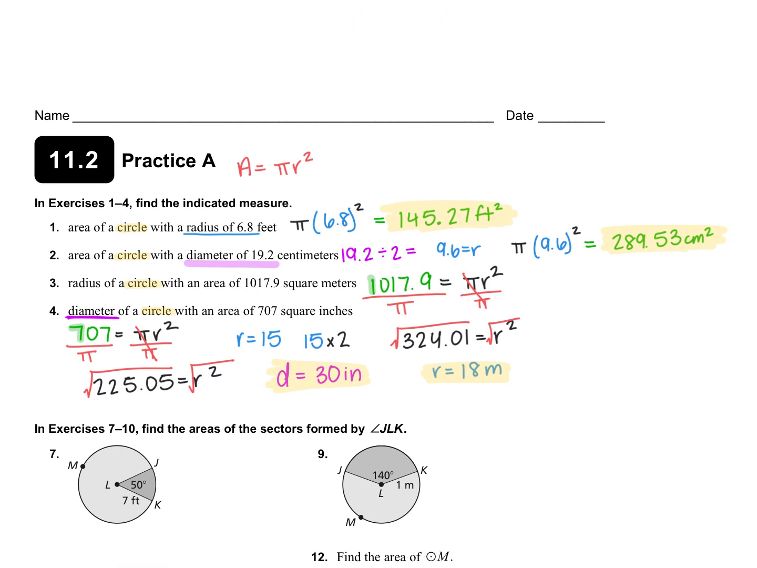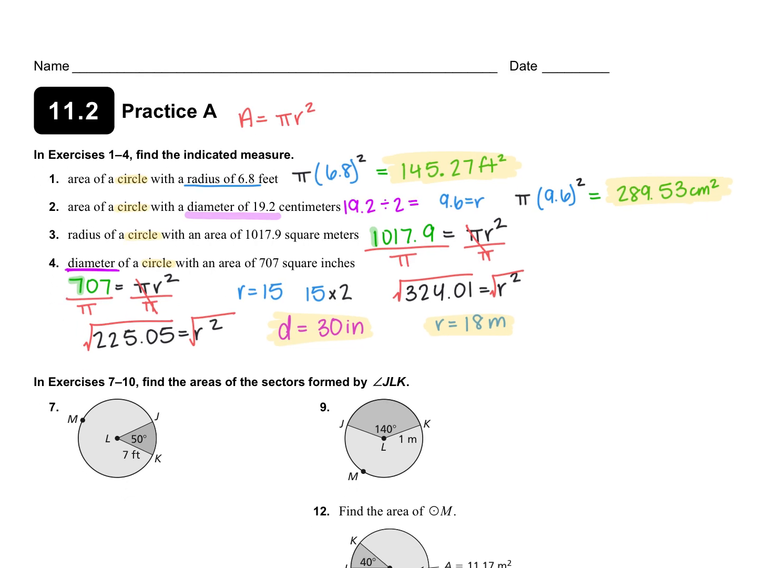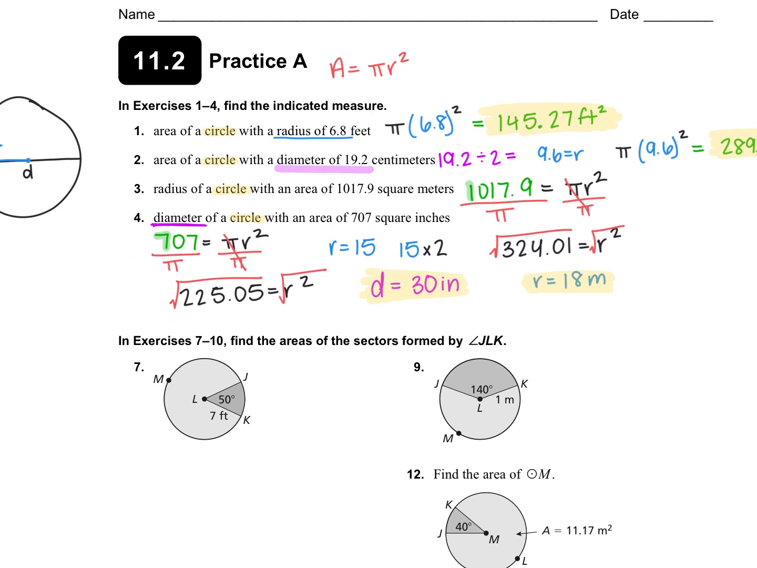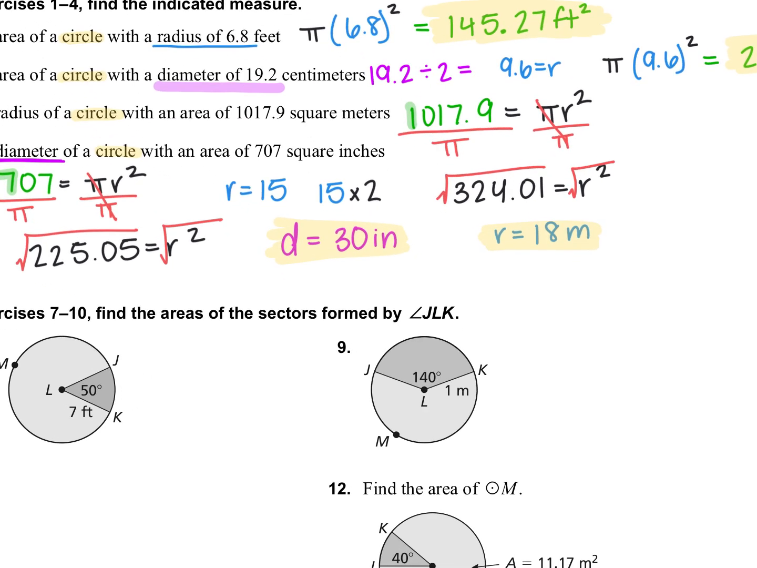All right, questions on the first 4. All right, let's go ahead and do the area of the sectors. There's a formula for this. Does anybody remember it?